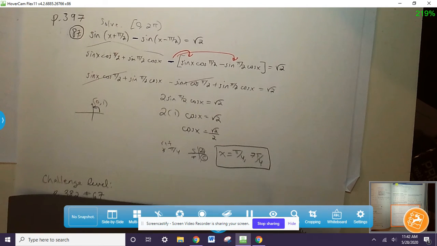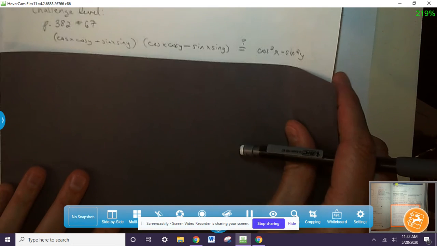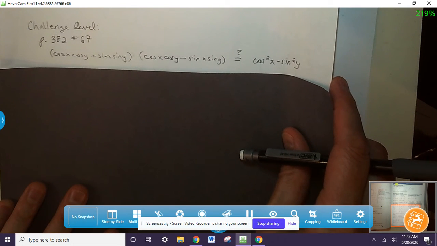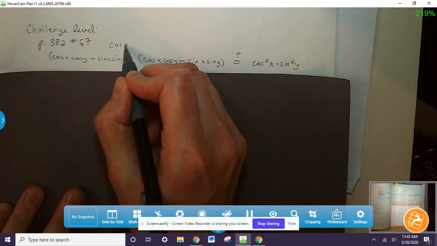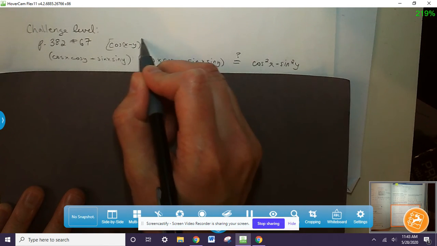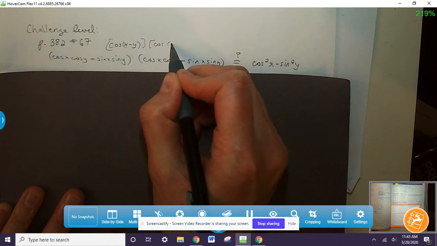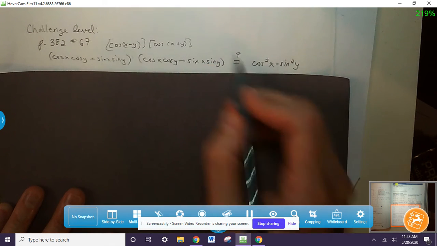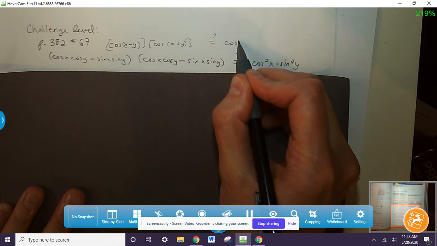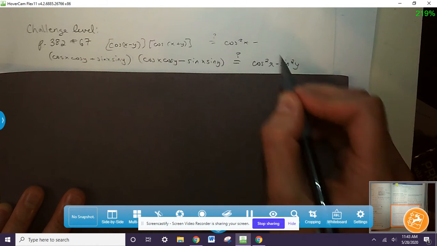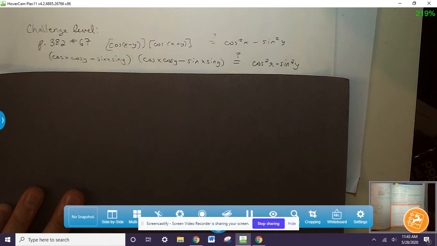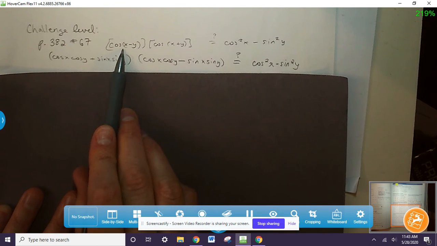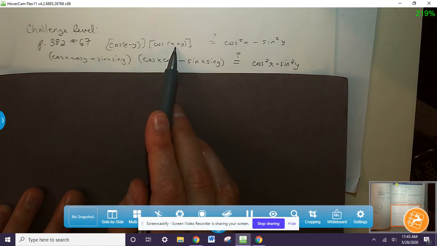Okay. So this is page 382, number 67. I went ahead and actually already did the first step because it actually begins with cos(x minus y) times cos(x plus y). And it's supposed to come out to cosine squared x minus sine squared y. Okay, so I expanded using the cosine angle difference formula. I expanded using the cosine angle sum formula.